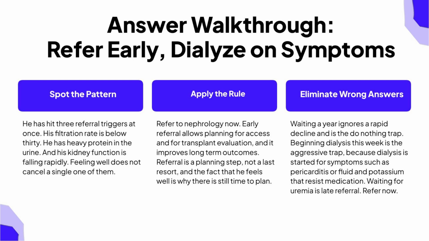Now the trap's in both directions. Reassure and recheck in a year is the do-nothing trap, ignoring a 15-point decline. Starting dialysis this week is the aggressive trap. Dialysis is for symptoms, pericarditis, encephalopathy, refractory fluid overload, and refractory high potassium, none of which he has. Referring only after uremic symptoms is late referral, tied to worse outcomes. The answer is refer to nephrology now.